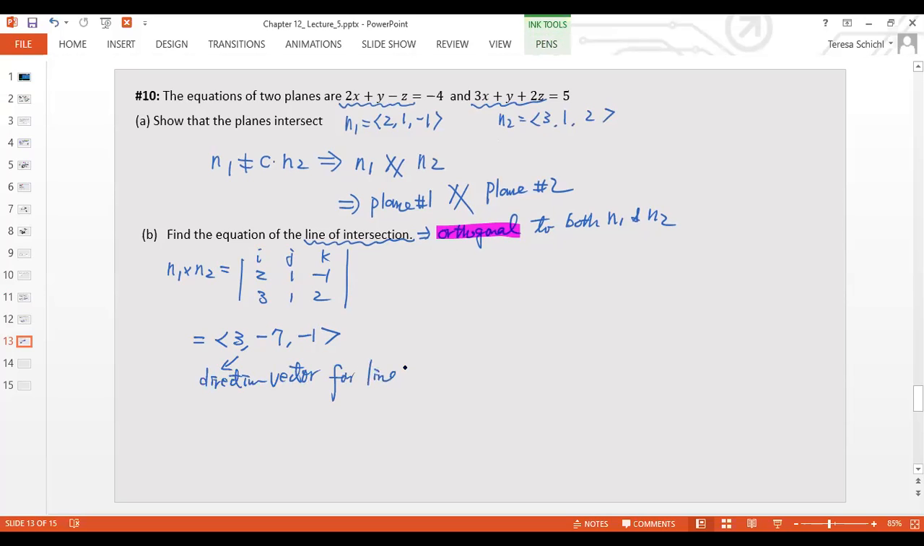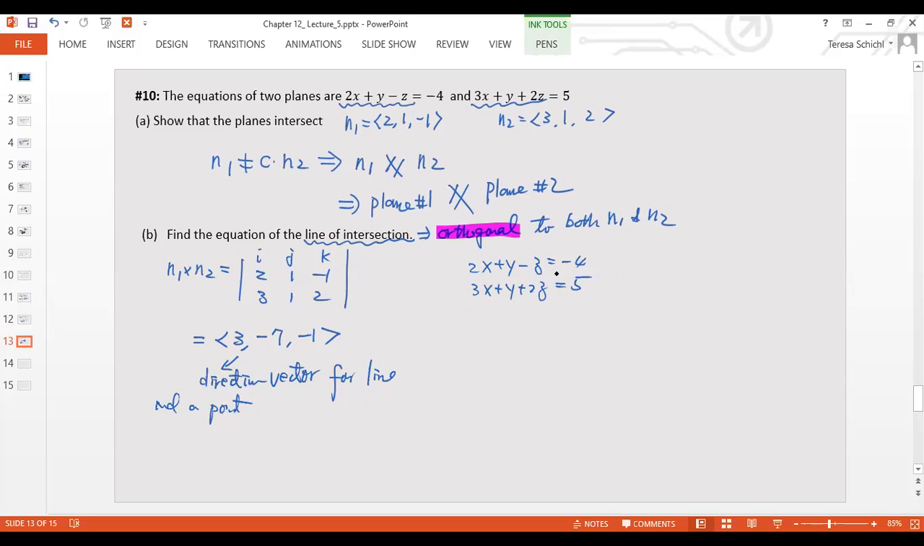Remember, if this is a direction vector for the line, in order to write the line we need to find a point. That means for these two planes that intersect, we need to find a point. So these two planes are 2x plus y minus z equal to -4, and 3x plus y plus 2z equal to 5.